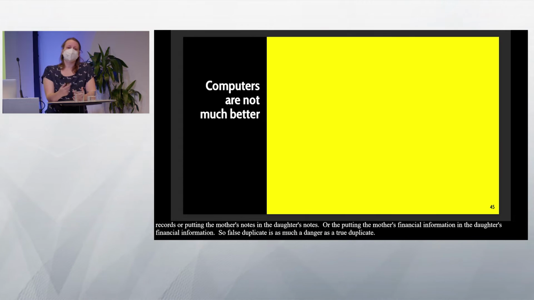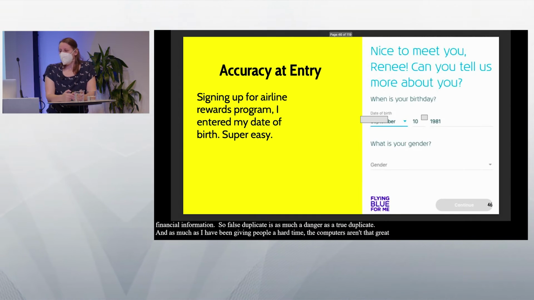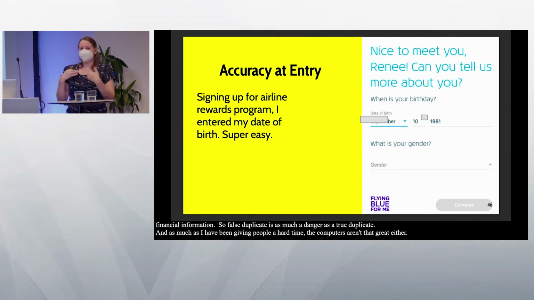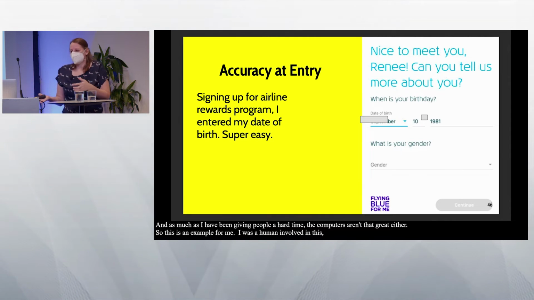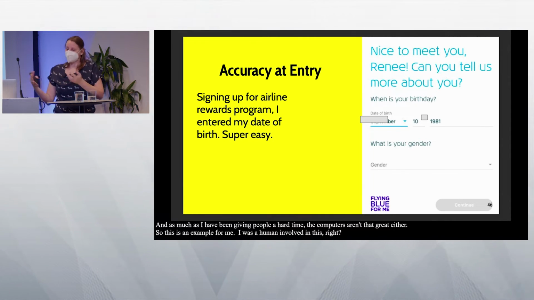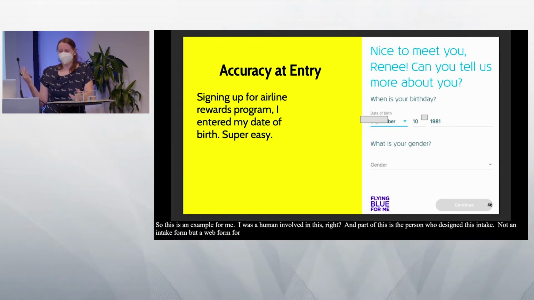And as much as I've been giving people a hard time, computers aren't that great either. So this is an example for me, and I was a human involved in this, right? And part of this is also the person who designed this intake, not an intake form, but a web form for the Flying Blue loyalty program for an airline.